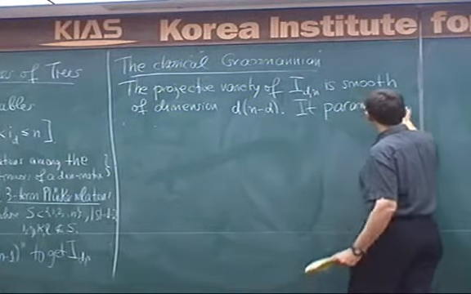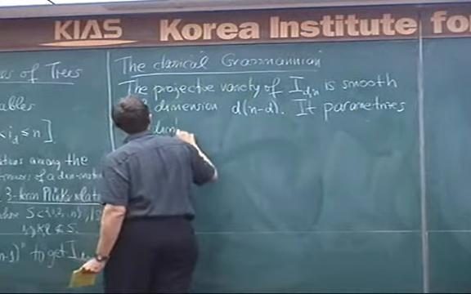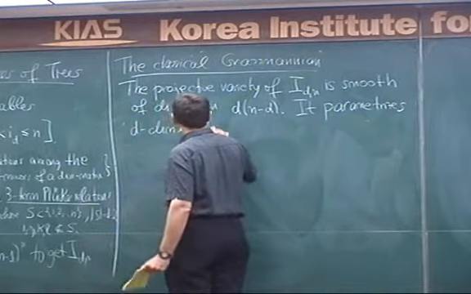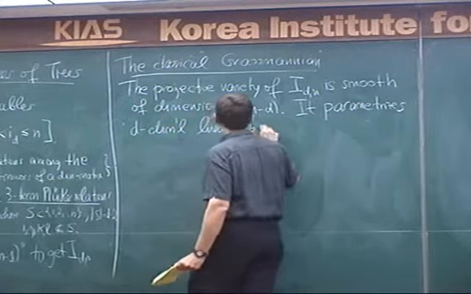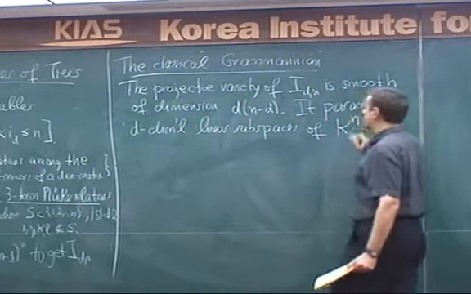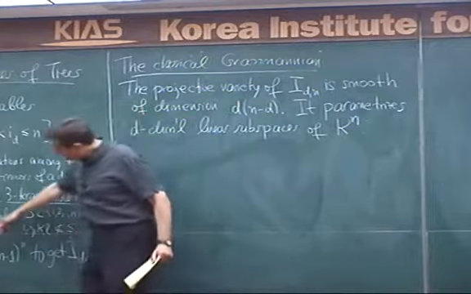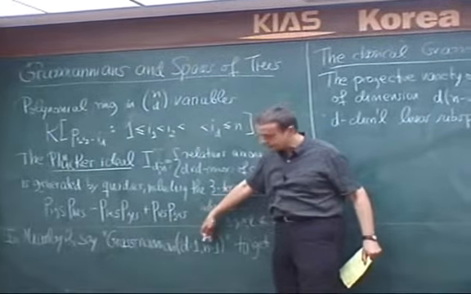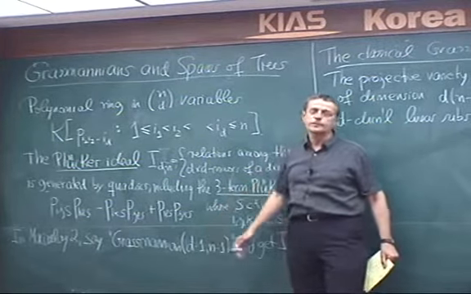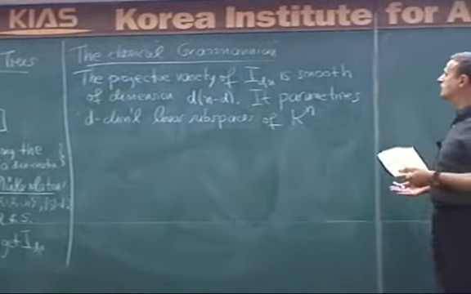Now, this variety parametrizes the d-dimensional linear subspaces, vector subspaces of k^n, an n-dimensional vector space. So it's the parameter space for d-dimensional vector subspaces of an n-dimensional vector space, or, in projective space, (d minus 1)-dimensional linear subspaces in an (n minus 1)-dimensional projective space. So 2-dimensional subspaces in a 4-dimensional space correspond to lines in P3.